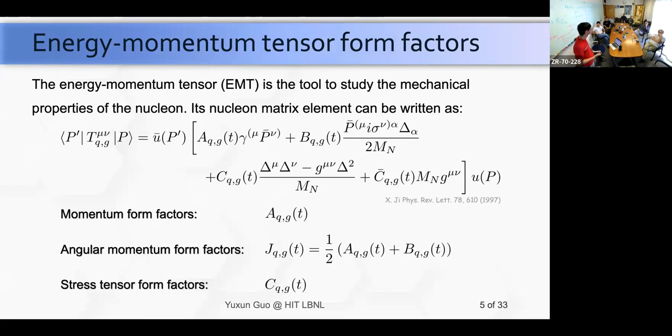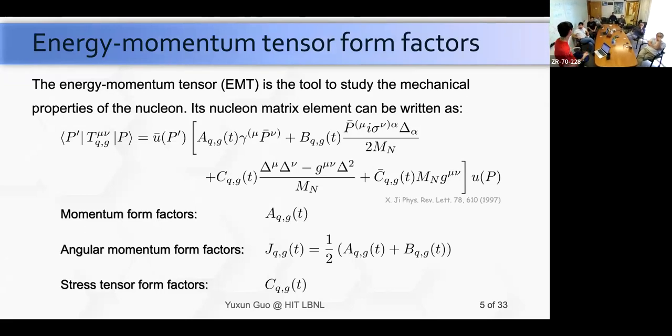It's kind of intuitive, because if you're interested in the charge structure, you care about the charge form factors, and if you care about the mechanical properties of the nucleon, you think of the energy momentum tensor and its form factors. You can show that the matrix element of the energy momentum tensor can be written into 4 different terms corresponding to different Dirac structures: A, B, C, and C bar.